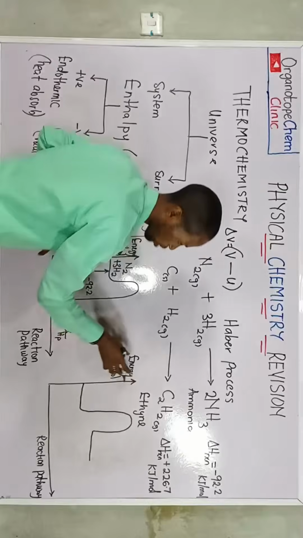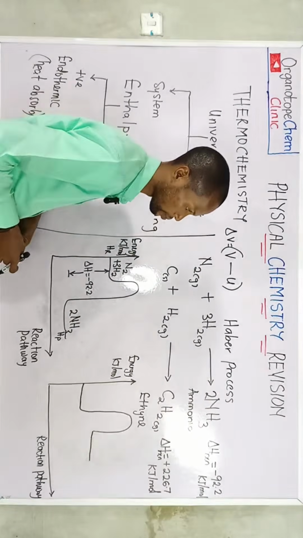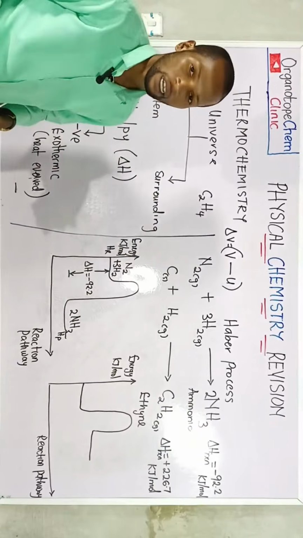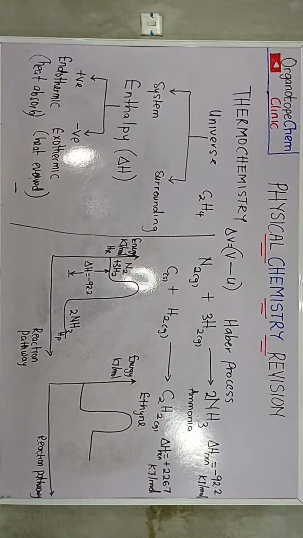Now we have the next one, which is the endothermic process. Okay, should I proceed? If you are getting it, type proceed. In the chat, drop proceed if you are getting it right.